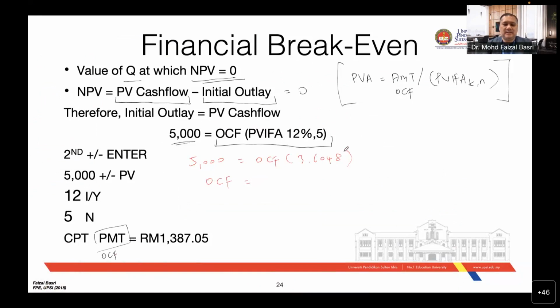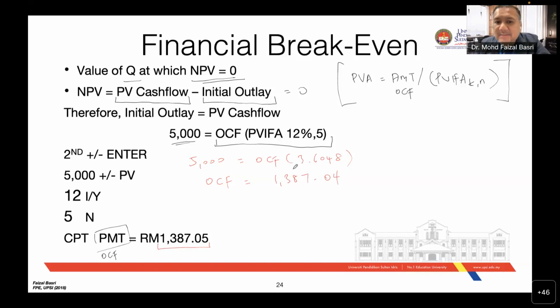Take 5,000 divide by 3.6048. So you're gonna get 1387. But we use decimals, so they give you 0404. So more or less the same like this one. Okay, if you use a calculator, it gives you around this. More or less the same. So for the illustration, I use this one, 1387.05. So I give you an alternative how to find the OCF by using the table.